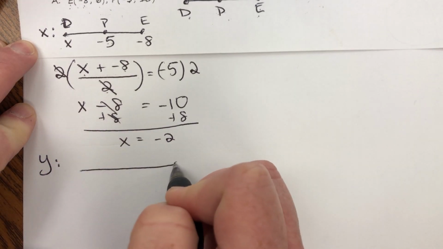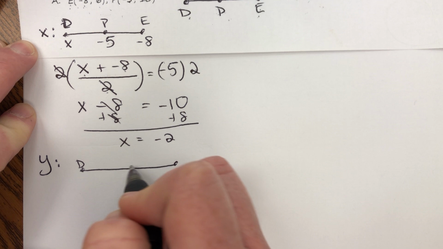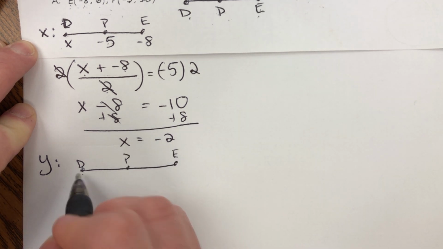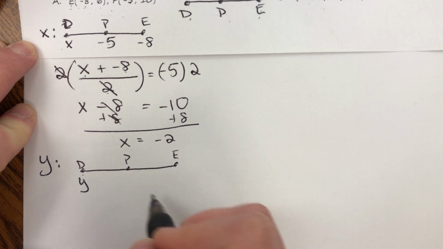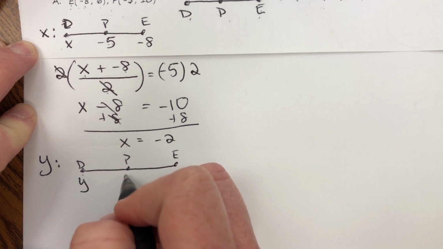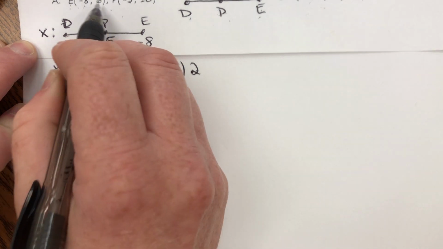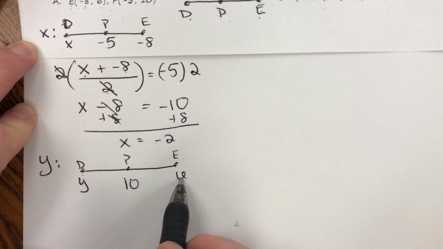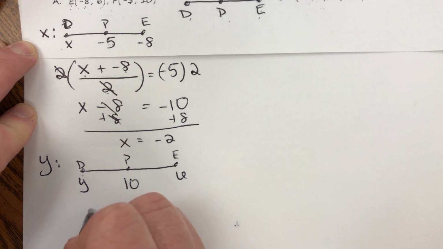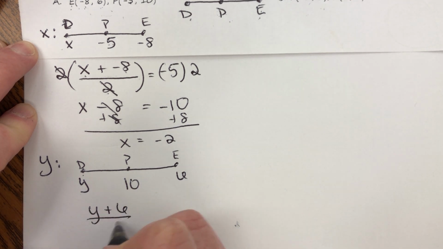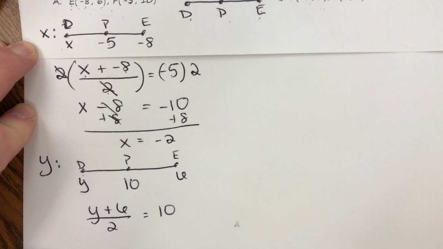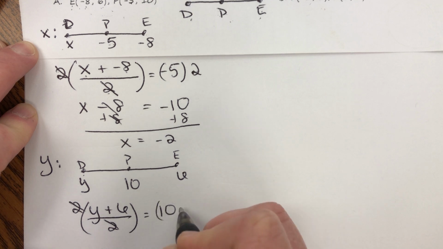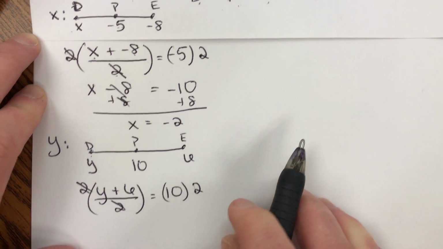So if I have my line and I have D, P, E, and I don't know what my y value is for my D point, I know the y value for P is 10 and the y value for E is 6. Okay, so I'm going to add the two together, divide by 2 to get the middle. Y plus 6 divided by 2 is going to equal 10. I'm going to multiply by 2 here for those to cancel out. I've got to multiply by 2 over here.